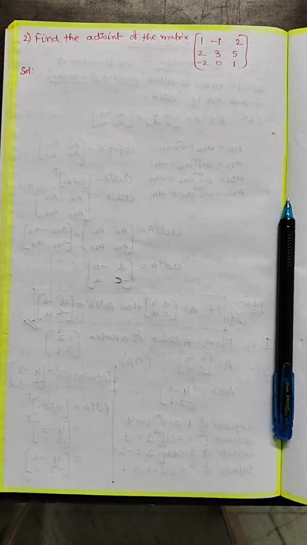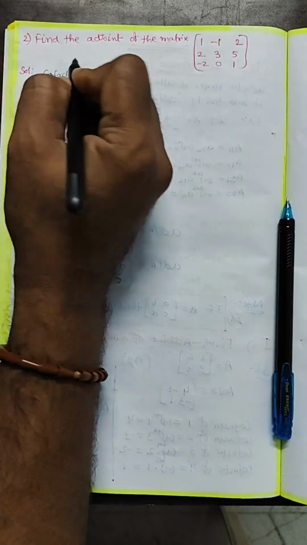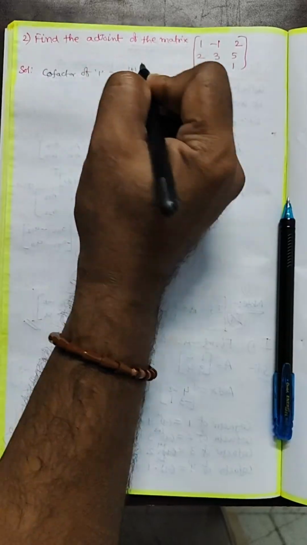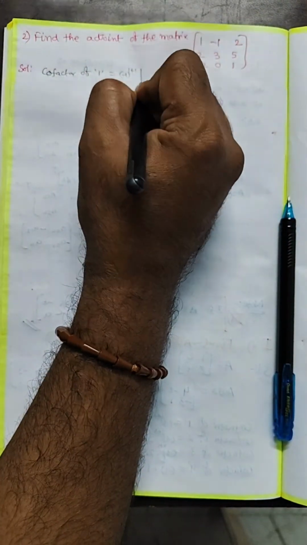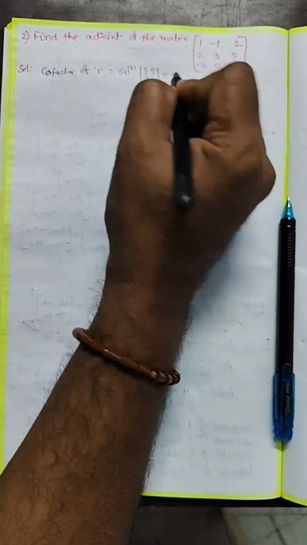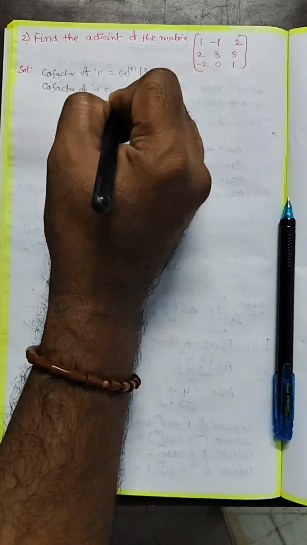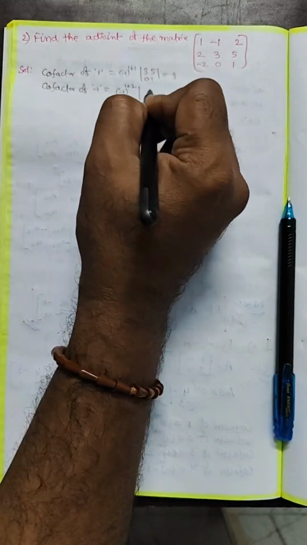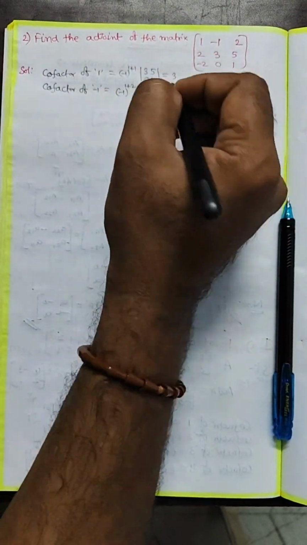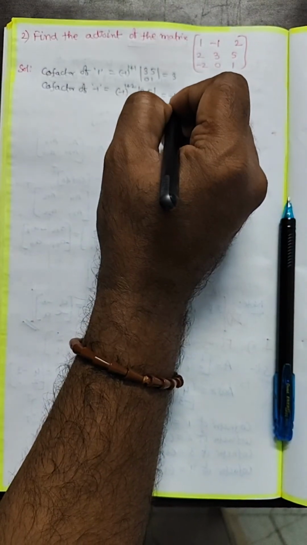First we need to calculate all cofactors. Cofactor of 1, minus 1 whole power 1 plus 1, 3, 5, 0, 1, which is equal to 3 minus 3. So cofactor of minus 1, minus 1 whole power 1 plus 2, determinant of eliminating this column and this row, 2, 5, minus 2, 1. So 2 minus of minus 10, 2 plus 10, 12.